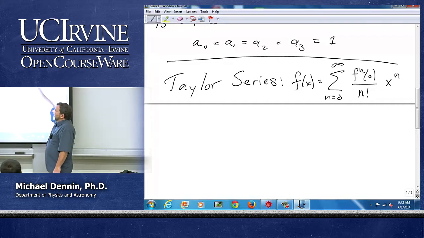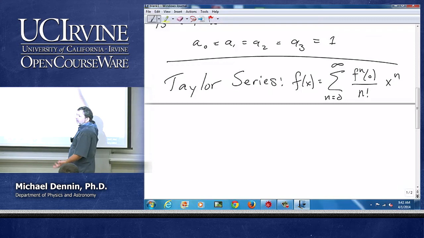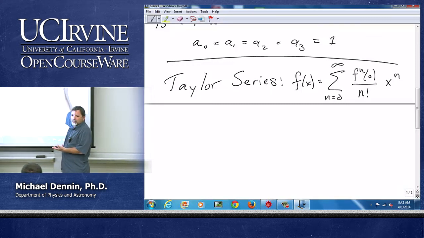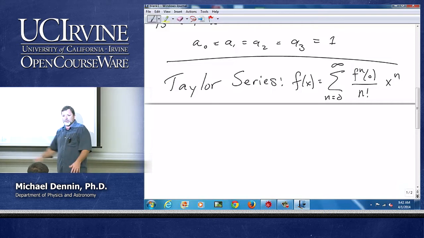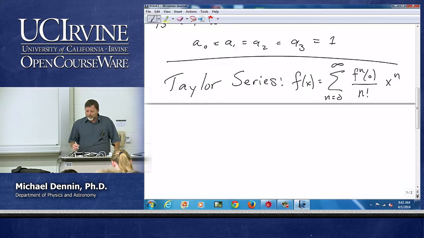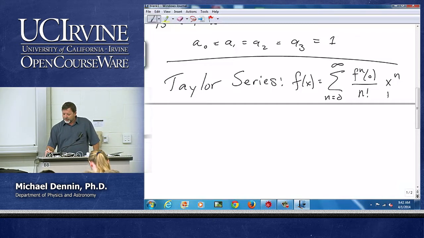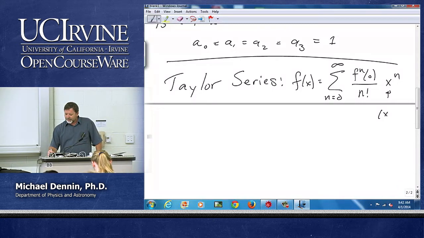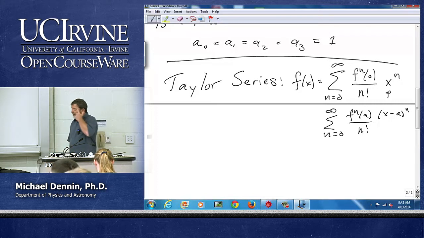Now, the Taylor series, you're right, will more generally have some arbitrary a that I expand about. And when we expand about 0, it gets a special name, the Maclaurin series. But for most of what I want to talk about, we'll be going around 0. This can become x minus a to the n, and this could become fn of a over n factorial, and we still have a sum of n from 0 to infinity.